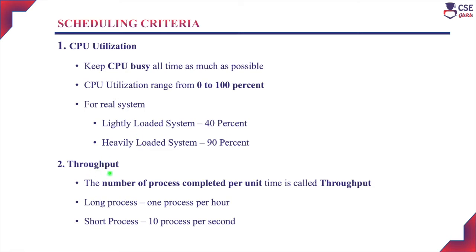Next, throughput. Throughput is nothing but the number of processes completed per unit of time. If it is a long process, it may take 1 hour to complete its execution. And if it is a short process, it may execute 10 processes per second. So the short process will have a higher throughput compared to the long process.